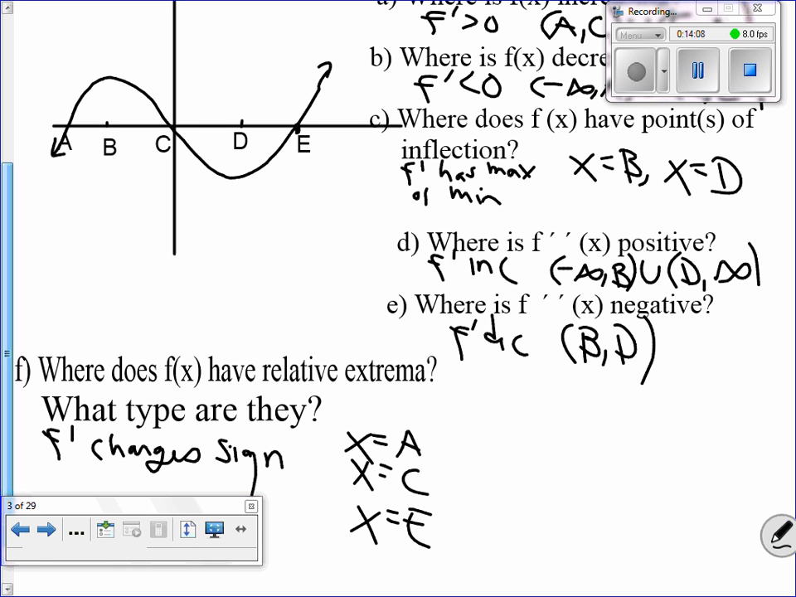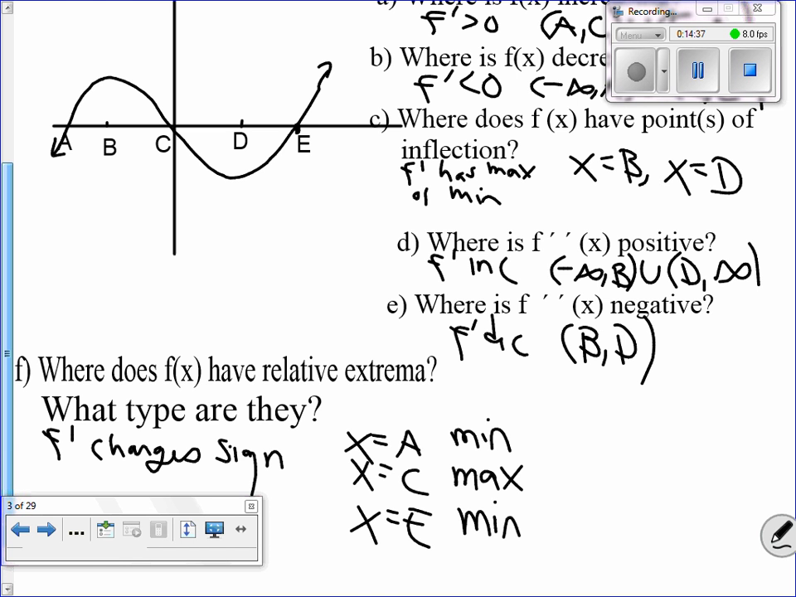Now, which of these is a min and which is a max? Okay. At A, it's a min because it's going from negative to positive. You got to read left to right. Okay. What about C? D? Yeah, cool. So, it's like a little puzzle.